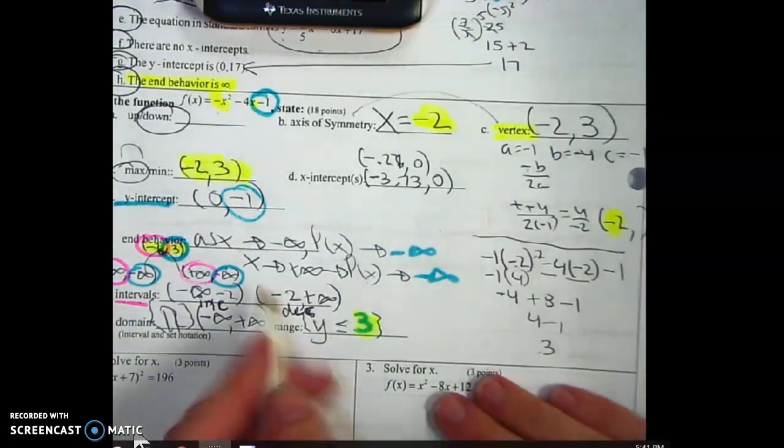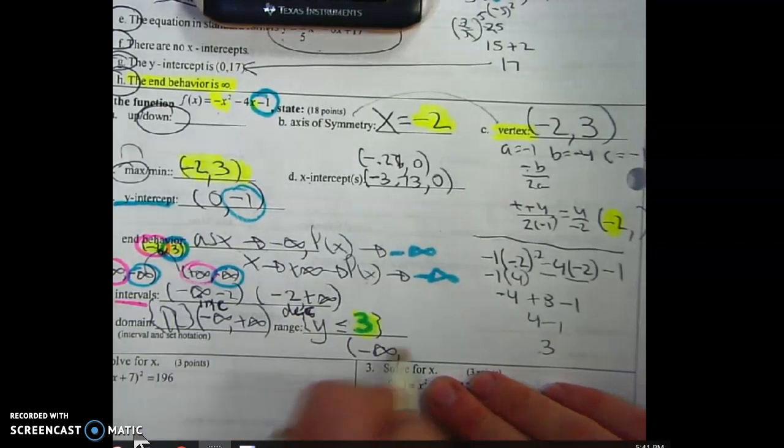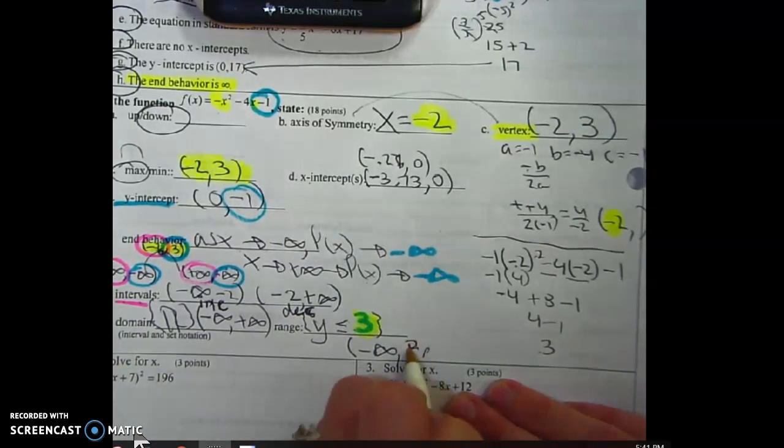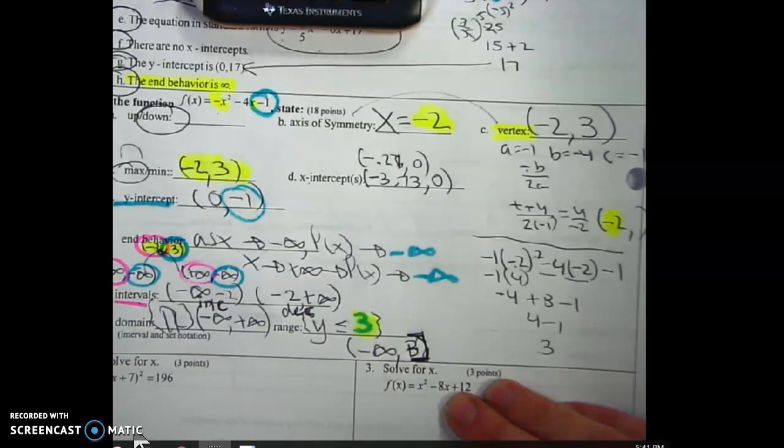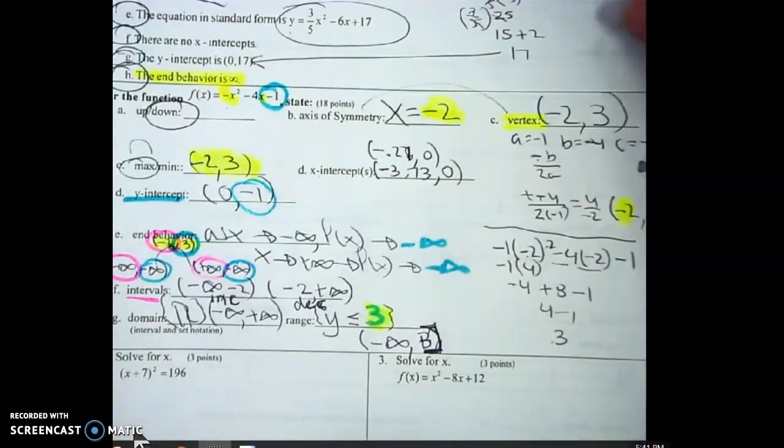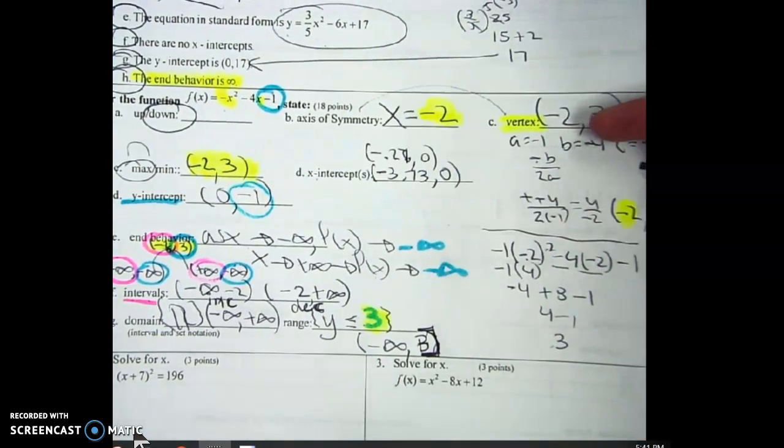Now, if it's less than 3, that means it's -infinity to +3. Oh, bracket, because the 3 is included. Sorry about that. Okay, obviously that's going to be worth a lot of points because it's a lot of work.